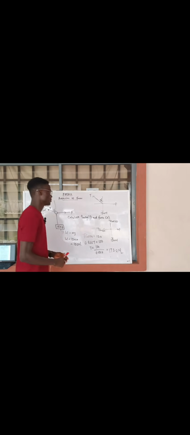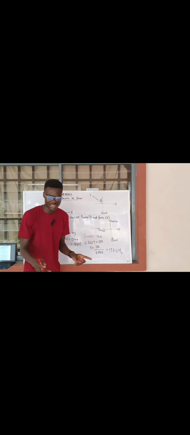Let me walk you through the process through which I got my tension again. We have this system, a tension inclined at 30 degrees to the vertical, right? We have the force. You understand how I got 150 Newton from 15 kilogram? Weight is equal to mass times g. So this is why we converted our mass to weight. I cannot equate a force to a mass.